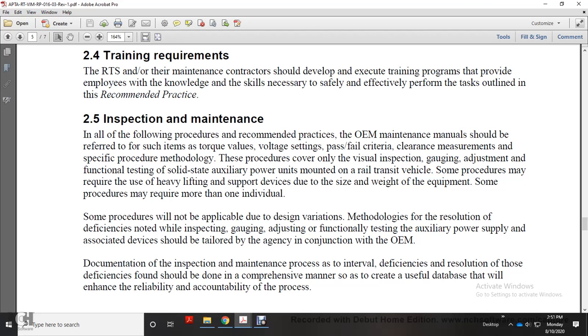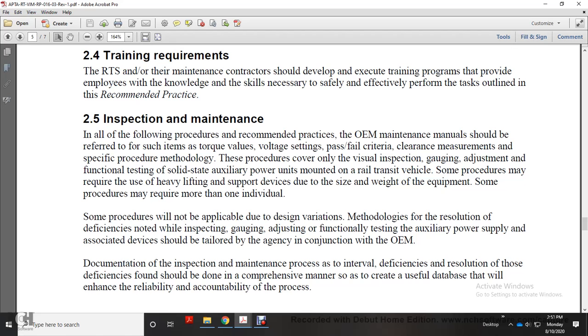2.5. Inspection maintenance. In the following procedure for the recommended practice, the original equipment manufacturer maintenance manual shall be referred to for such items as torque values, voltage settings, pass or fail criteria, clearances, measurements, and specific procedures. The methodology and procedures cover only visual inspection, gauging, adjustment, and function testing of the solid state auxiliary power units mounted in the rail transit vehicle. The same procedures may be required with other use of heavy lifting supporting devices due to the size and weight of the equipment. Some of the procedures may require more than one individual.